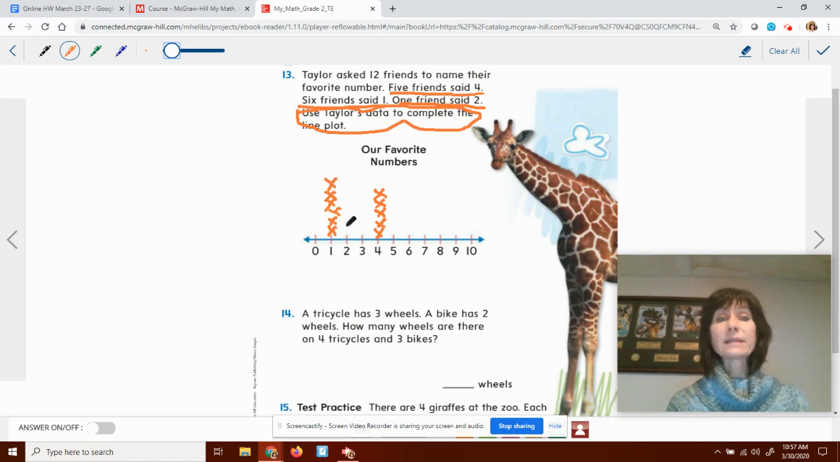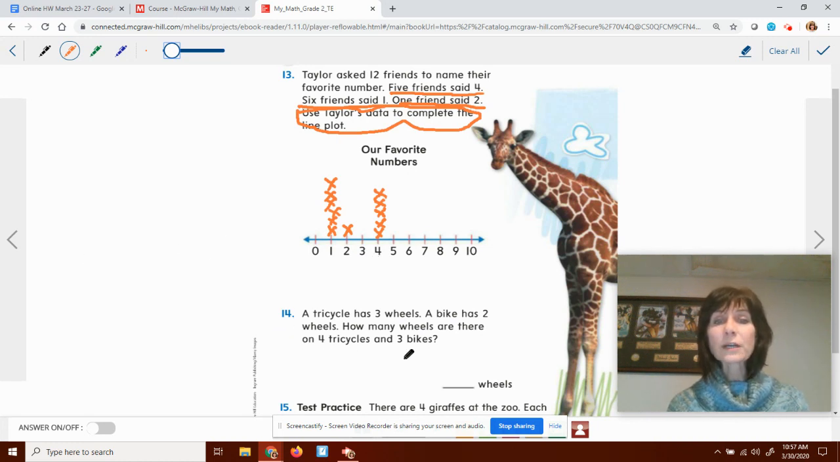One friend said 2. Okay. Let's make sure I've got everybody accounted for. There were 12 friends. Do I have 12 X's? 1, 2, 3, 4, 5, 6, 7, 8, 9, 10, 11, 12. Looks like I have 12 friends. I have completed the data on the line plot.